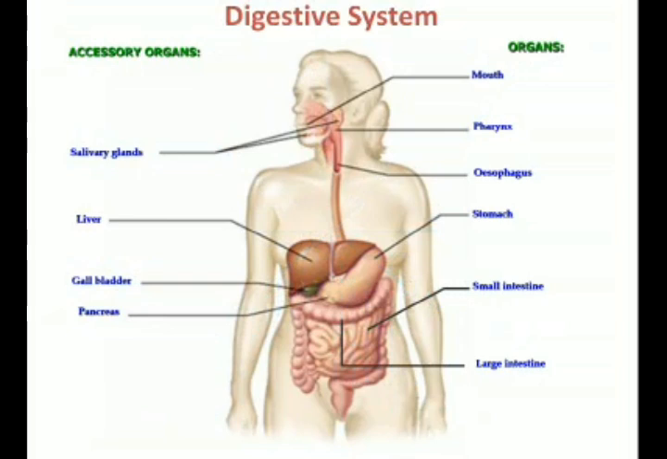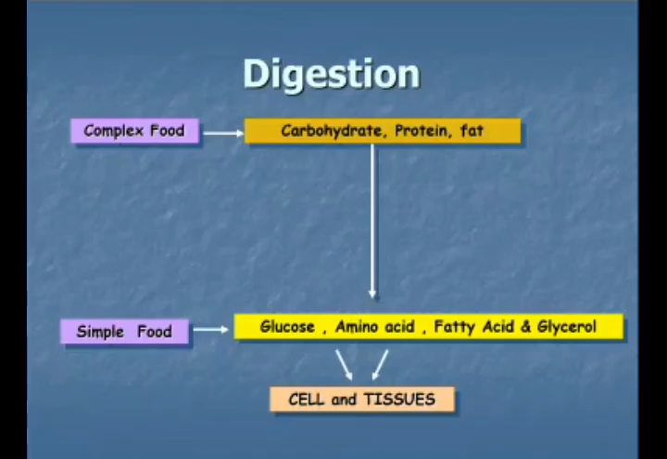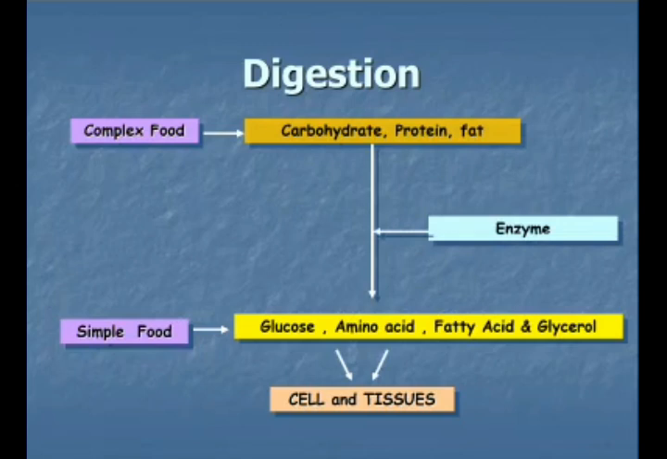These organs are mouth, pharynx, esophagus, stomach, small intestine and large intestine, and the accessory organs are salivary gland, liver, gallbladder and pancreas. These organs and accessory organs are doing a specific function called digestion. In the process of digestion, this complex food, that is carbohydrate, protein and fat, is broken down into simple food like glucose, amino acid, fatty acid and glycerol with the help of enzymes.